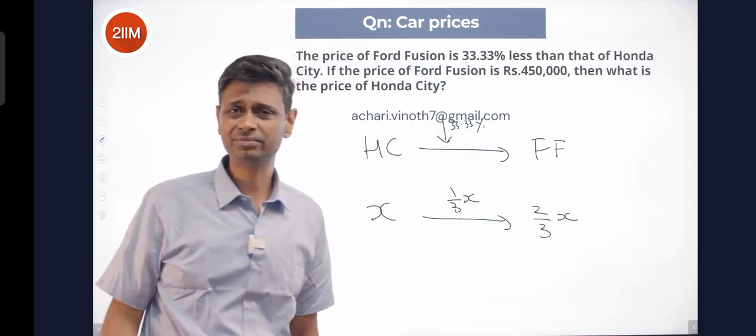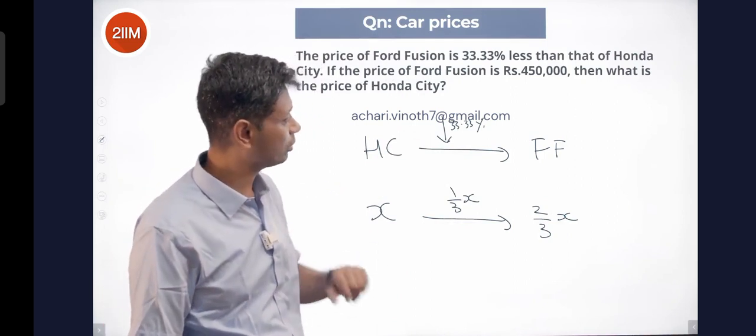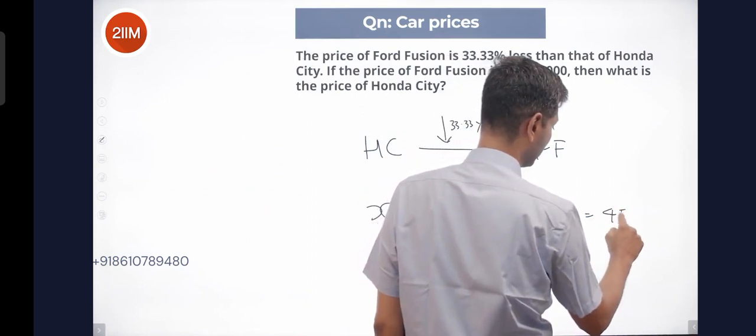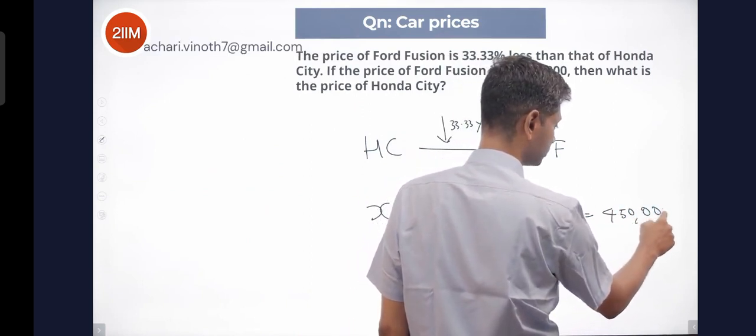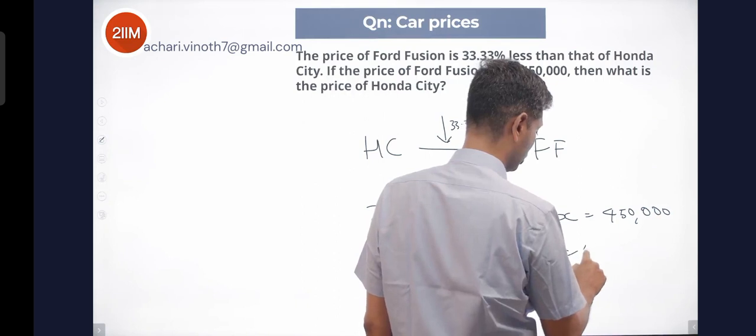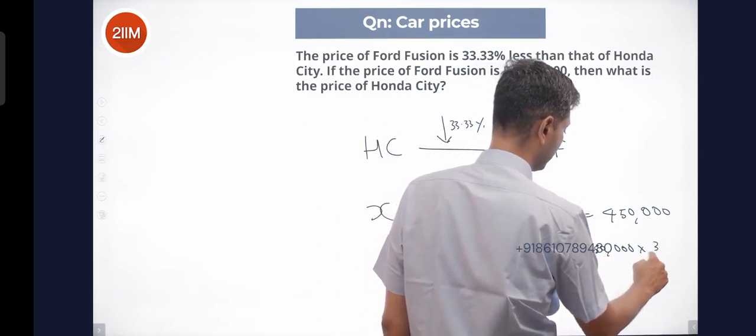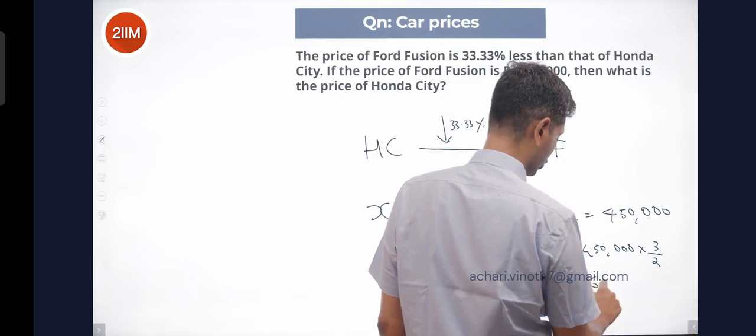That's it. Done. So we know Ford Fusion's price is 450,000. This is equal to 450,000. Our X is 450,000 into 3/2, which is 675,000.